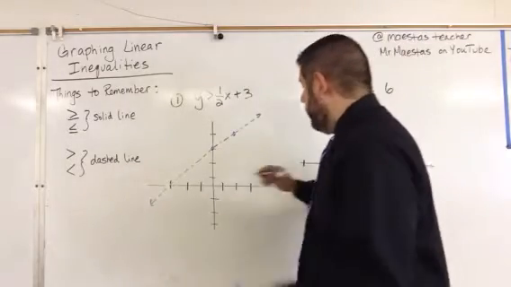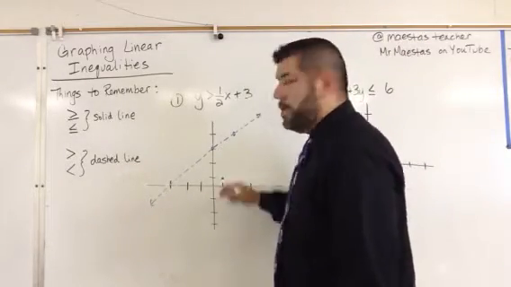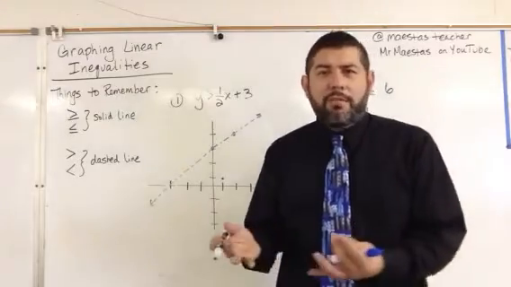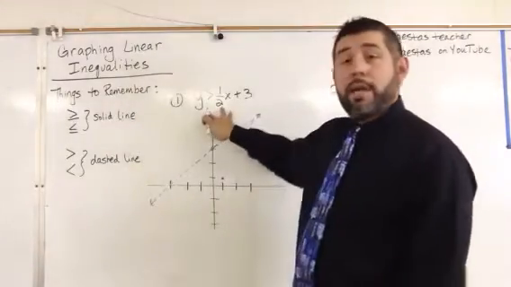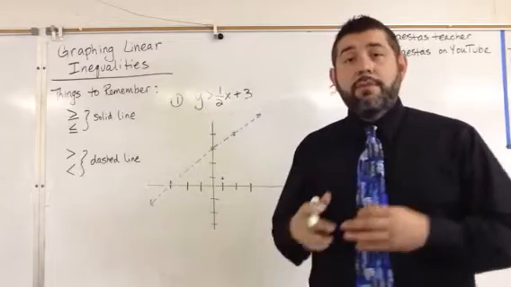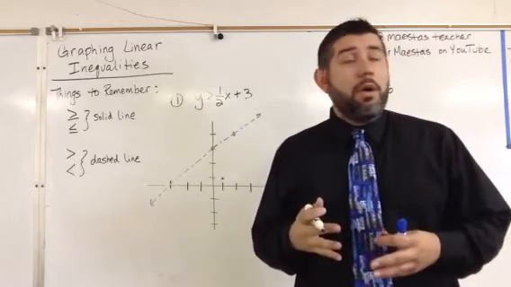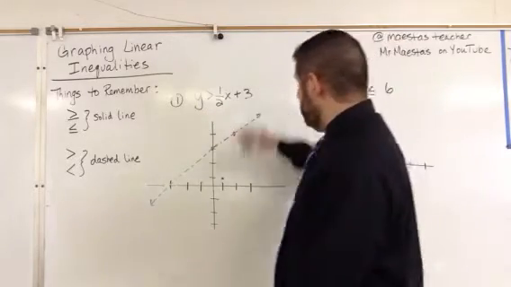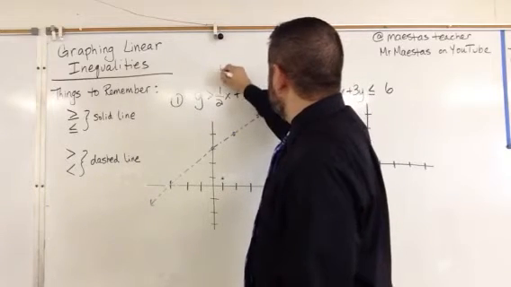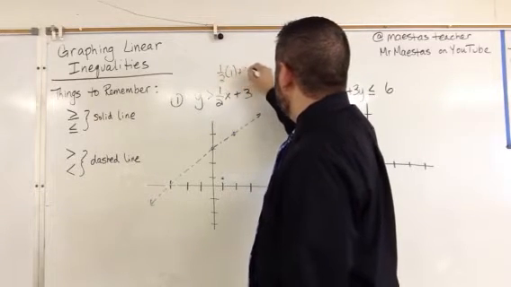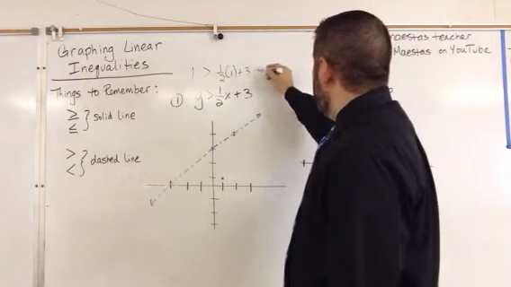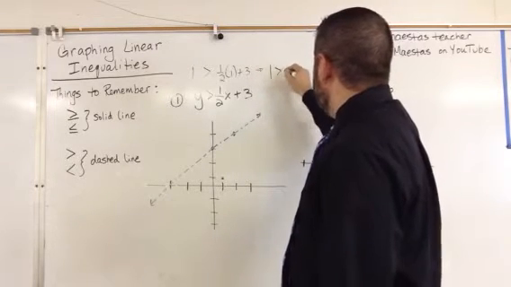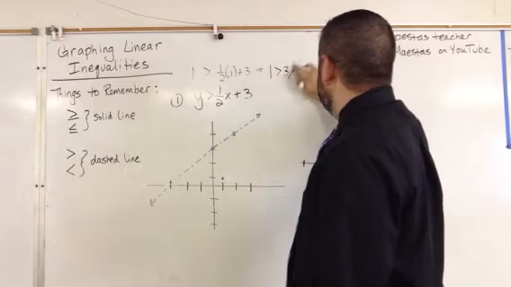So let's pick a point. I'm going to pick 1, 1 because 1, 1 seems to be an easy enough point for me to kind of figure out what's going on here. So I'm going to plug into my original inequality and see if that comes out to be a true statement or a false statement. So let's plug in 1 for x and 1 for y. And that gives us that 1 is greater than 3.5.